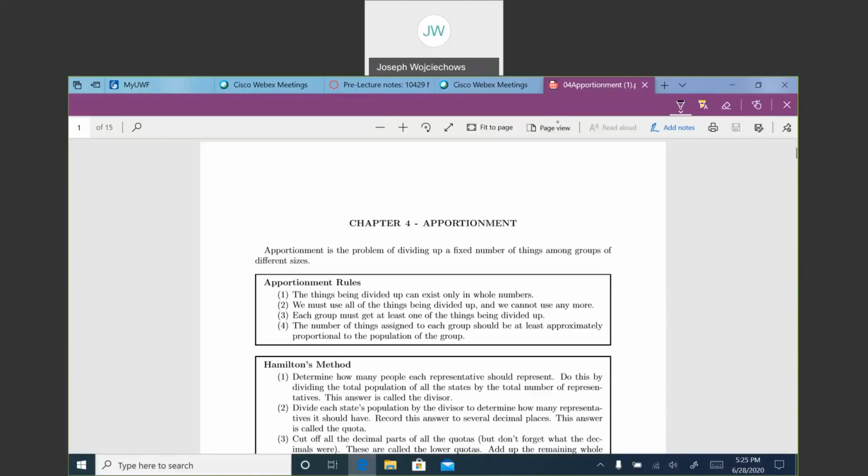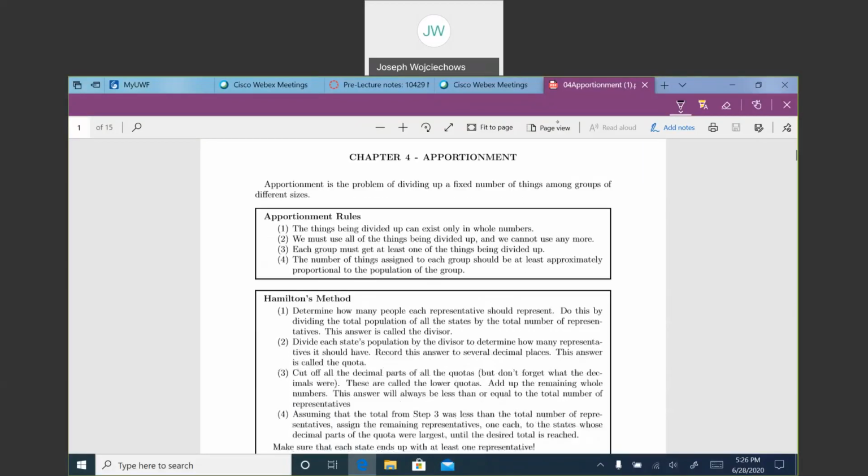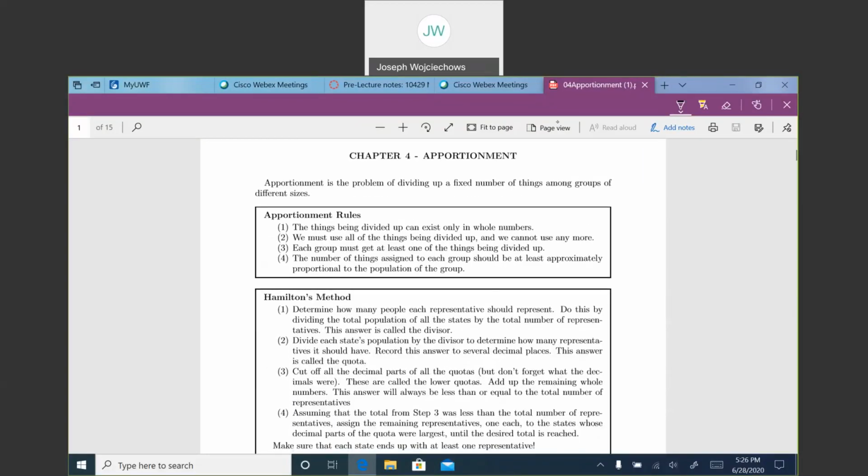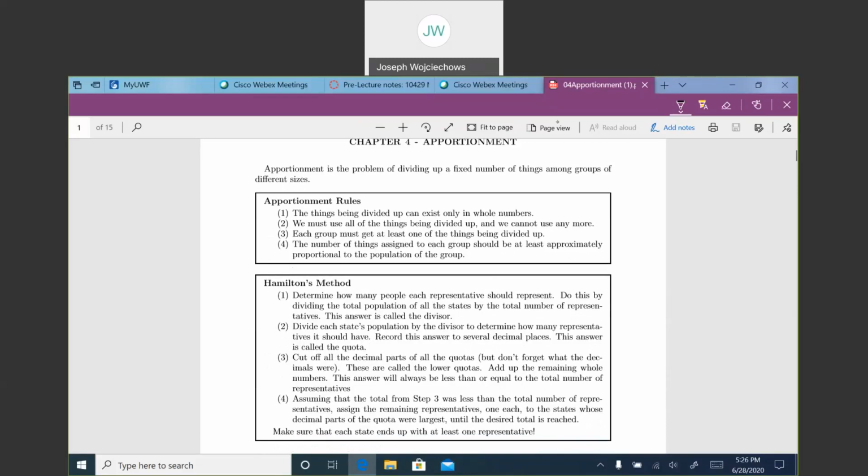Okay, today we're going to look at the apportionment chapter. Apportionment is the problem of dividing a fixed number of things among groups of different sizes. We have 4 apportionment rules. Number 1, the things being divided up can exist only in whole numbers.